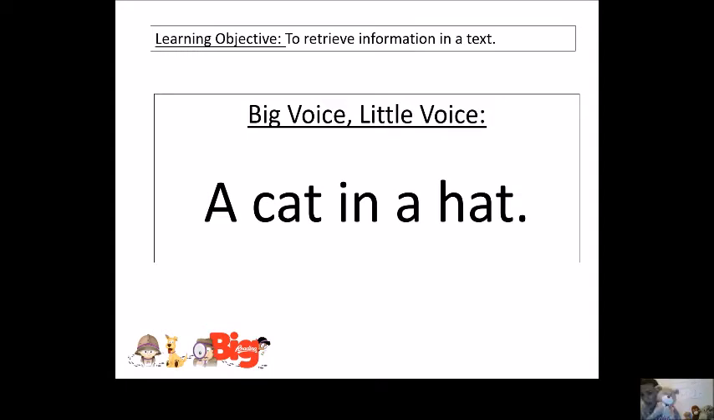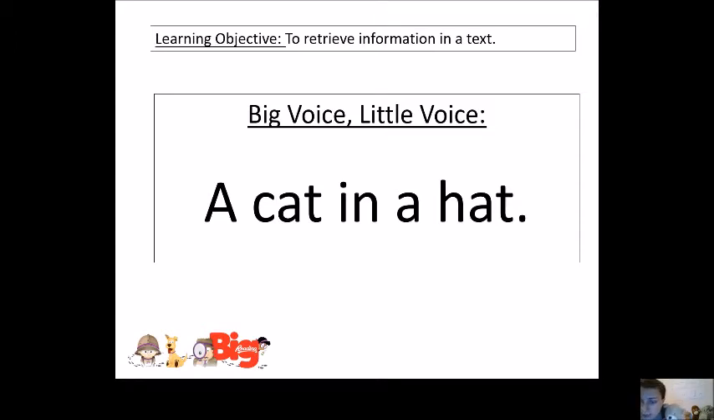Super. Now, my turn again. Big voice again. Me and Ted are going to stomp it this time. A cat in a hat. Right, can you stomp it at home? Stamp your feet while saying it. A cat in a hat. Well done. Now we're going to whisper it. A cat in a hat. Well done, Ted. Can you whisper it at home? Off you go.